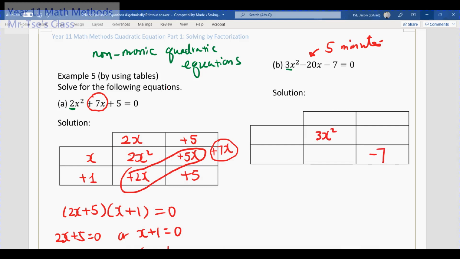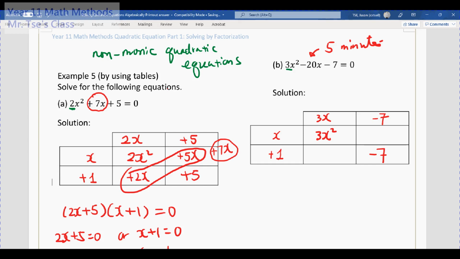All right, so again, 3x squared here. Don't forget the minus sign with 7. Obviously you want to have x and 3x here. And how can you get minus 7? You must have 7 times 1, but one number needs to be minus. So let's just randomly get it, like minus 7 here, plus 1 here.